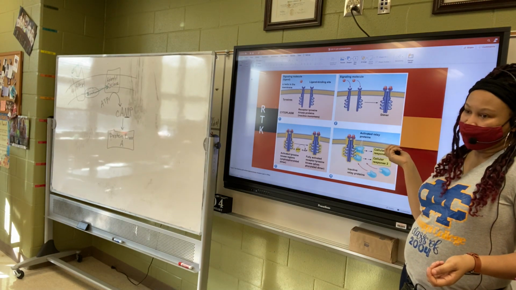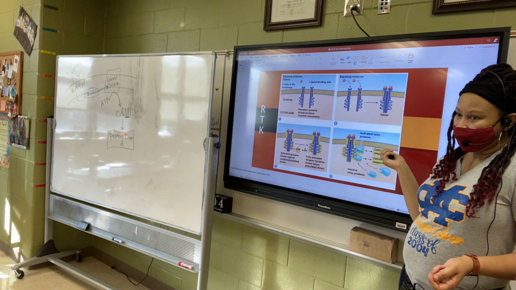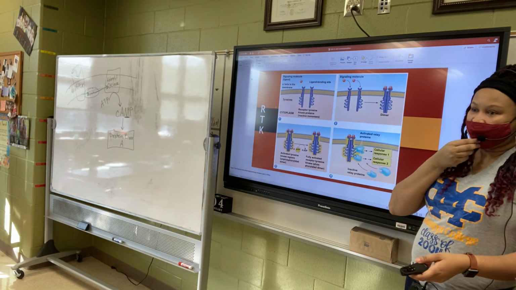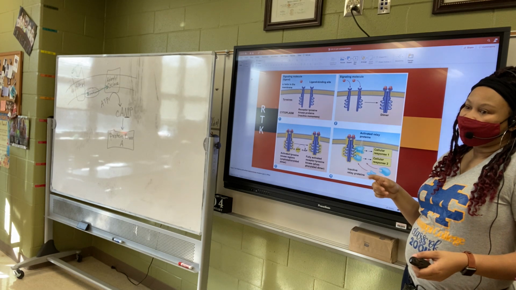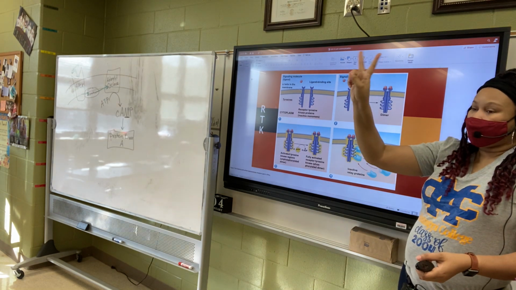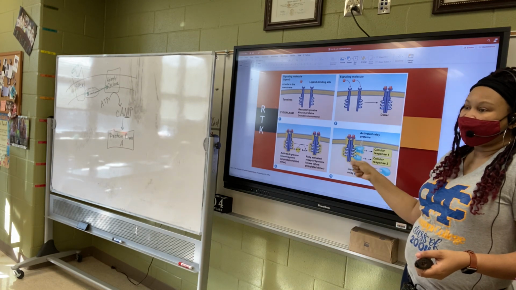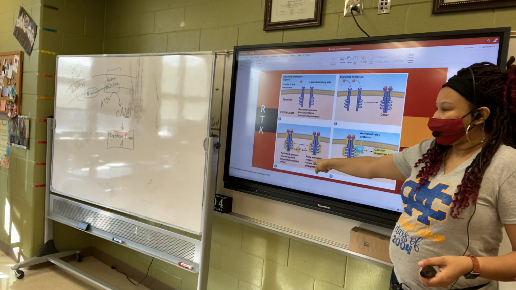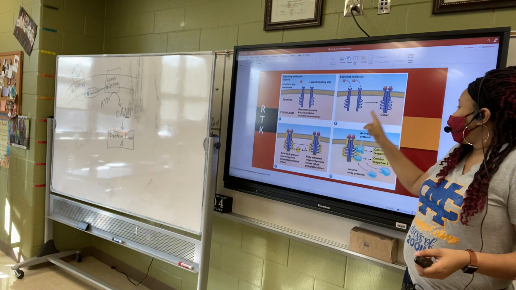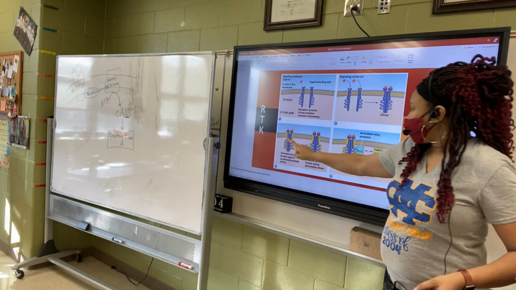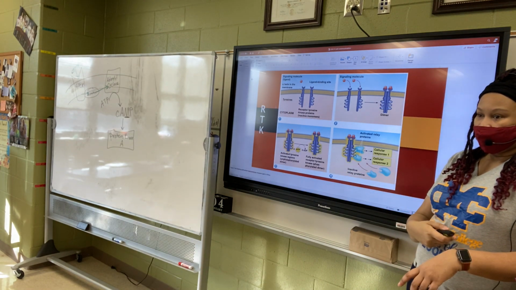Any questions about this with the RTK? No? Remember, there's 2 steps to the activation. What's the first step? Formation of a what? Dimer, which means that they receive the signal and they come together. That's the first step of activation. What's the second step? The phosphorylation of the tyrosines. Okay? So, dimer forms, then the tyrosines can be phosphorylated. Capiche?